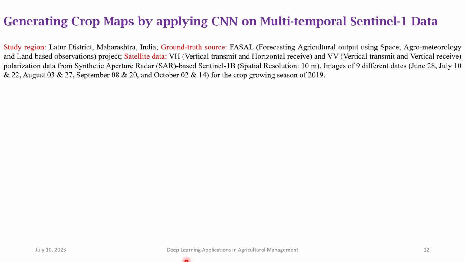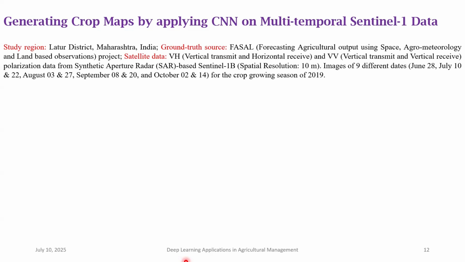Now that's one data that is used, basically synthetic aperture radar data from Sentinel-1B at a spatial resolution of 10 meters. That means every pixel represents a 10 meter by 10 meter area, 100 square meters on the ground. And during the crop season, we have about 9 images available for 9 different dates, starting from June 28 up to October 14, before we harvest the crop.